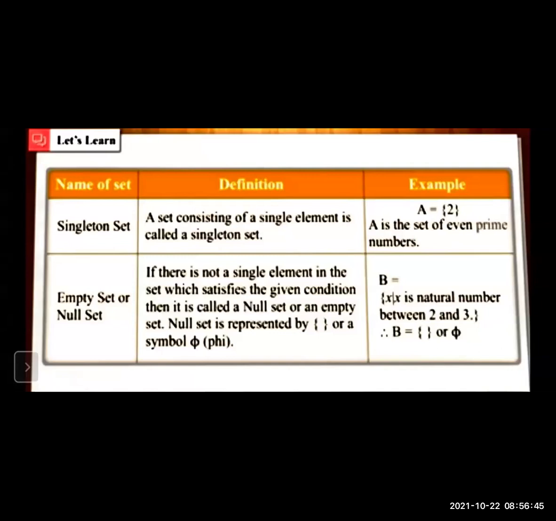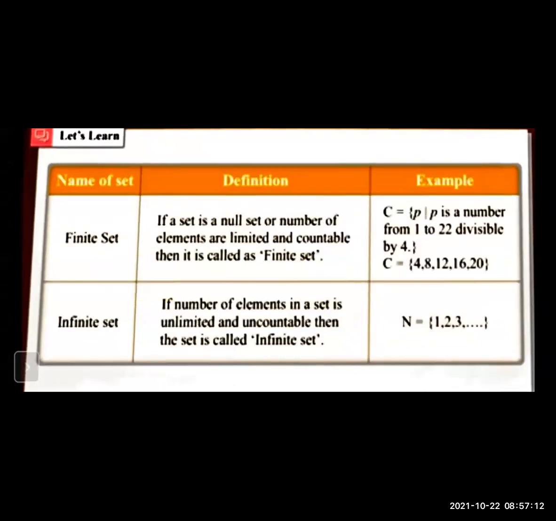Empty set or null set. If there is not a single element in the set which satisfies the given condition, then it is called a null set or an empty set. Null set is represented by an empty set, like opening braces, closing braces, with no element in between, and the symbol phi. One example is given: x is a natural number between 2 and 3. Between 2 and 3, there is not a single element. Therefore, B is an empty set.